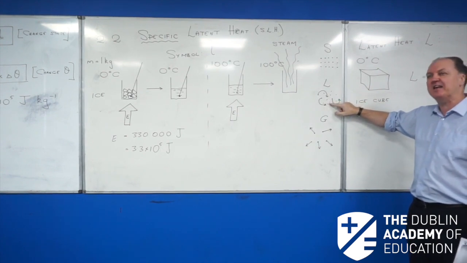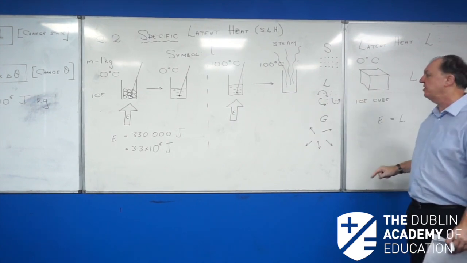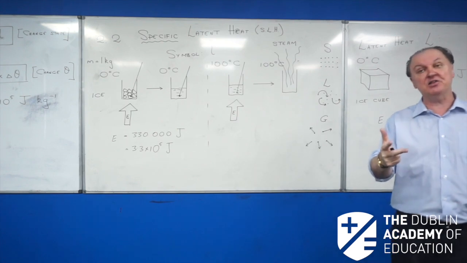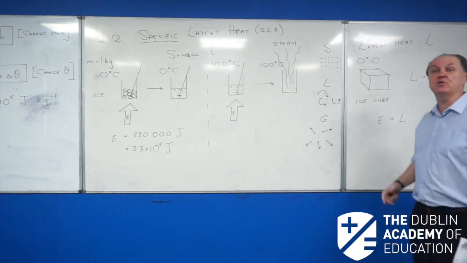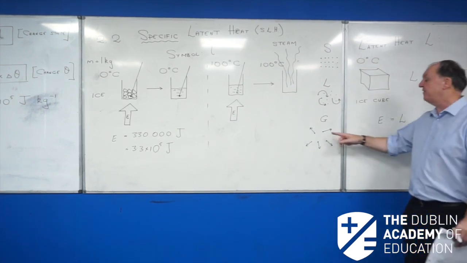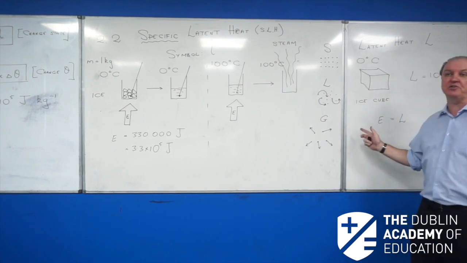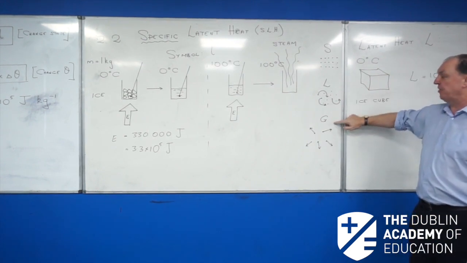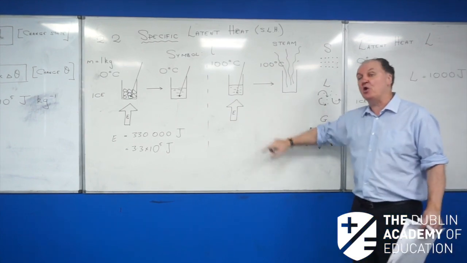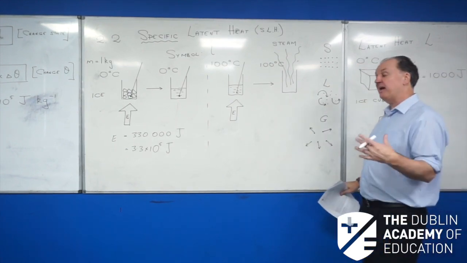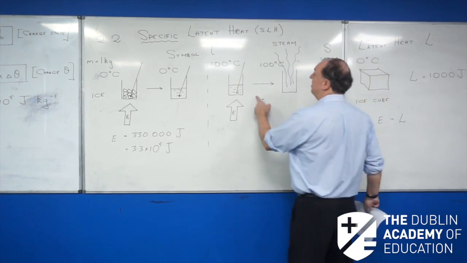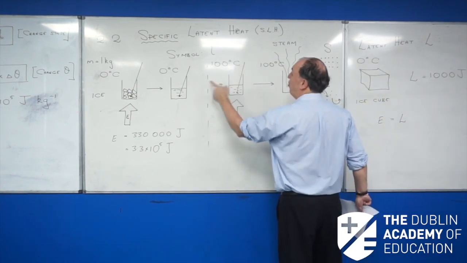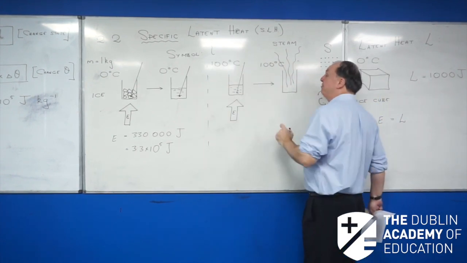They're still stuck together, but they can move around each other. And when you turn something into a gas, you're giving those molecules complete freedom, so they can fly off in all different directions. In order to change from one state to another, I've got to give it energy called latent heat.